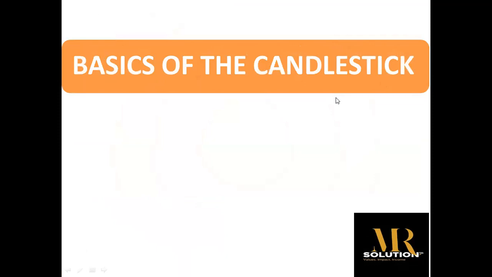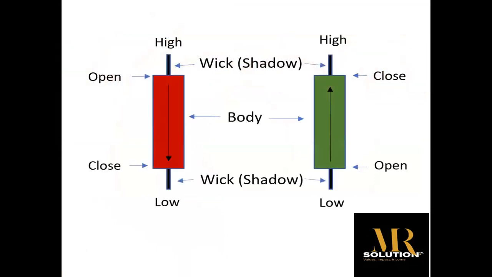Now the basics of the candlestick. Let's look at the morphology of the candlestick. Here you can see these are two candlesticks. We have the green and the red. This is the red candle, and we have the green candle.